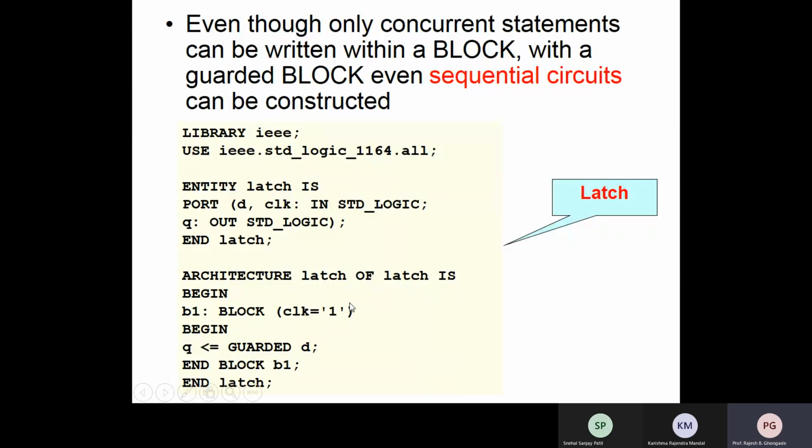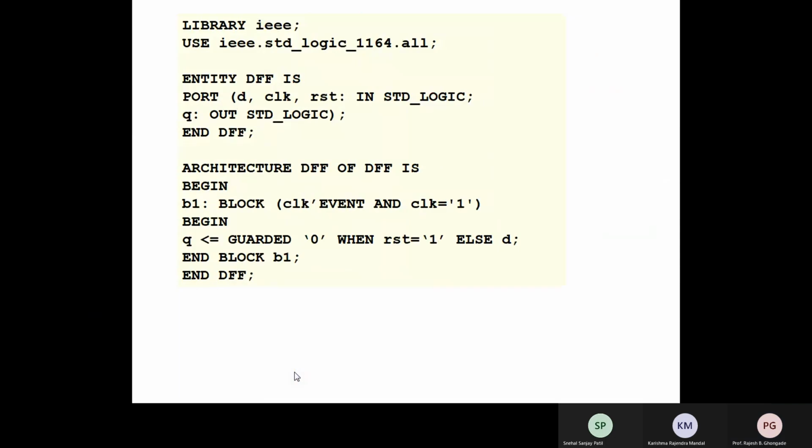Now this is a guarded block. This becomes a guarded block. So this will execute only when clock is equal to 1. It says begin, Q is simply assigned guarded D, and end block. That's all. With the help of this structure you can create a latch. You can create a flip-flop also.